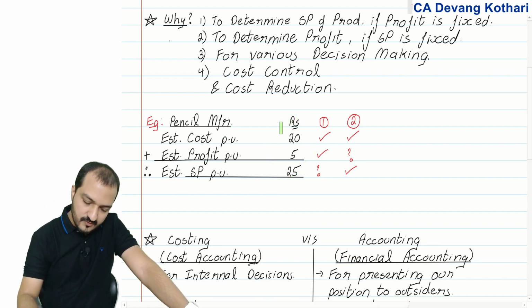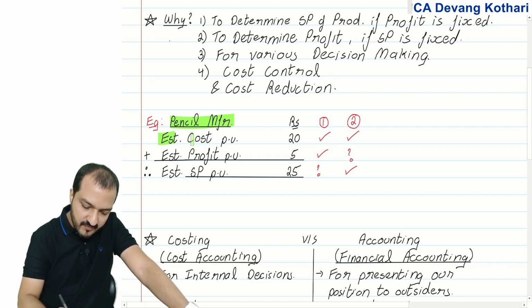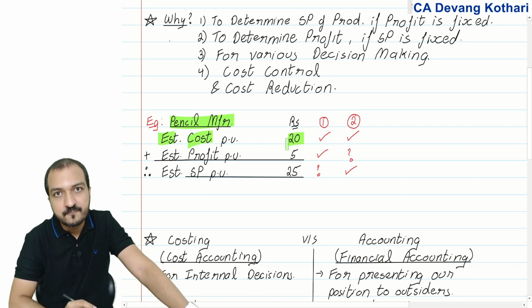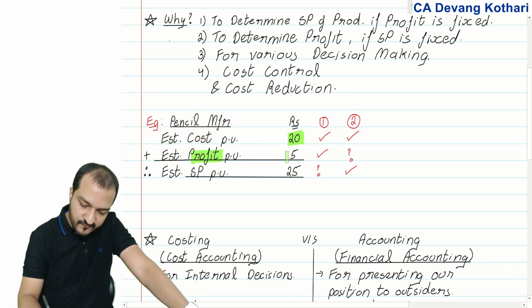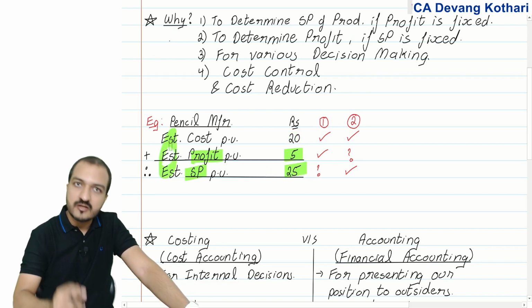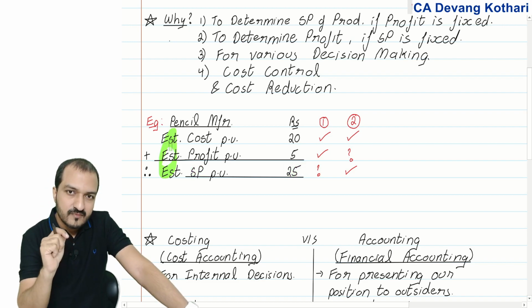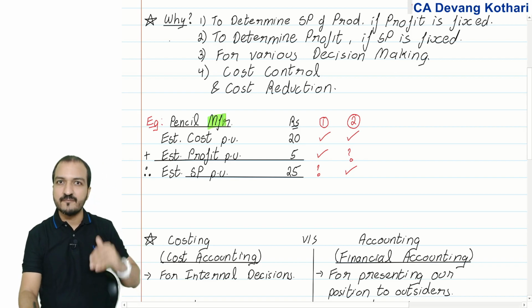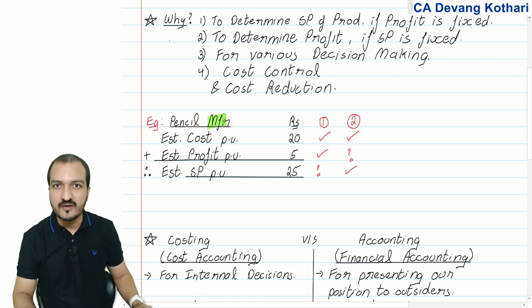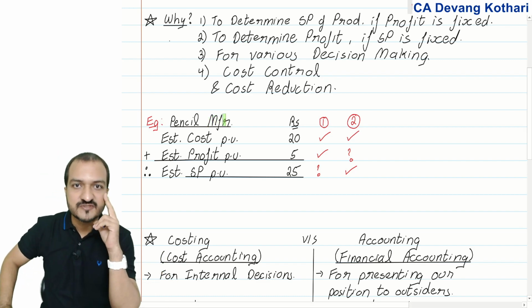Say for pen manufacturing, I estimated a cost per unit of 20. So I added a profit of 5 and got the selling price of 25. This estimate was done at the beginning of the year, right? Now, based on this estimate, you start manufacturing pencils during the year. You keep selling pencils during the year. And by the end of the year, you will get to know your actual cost.